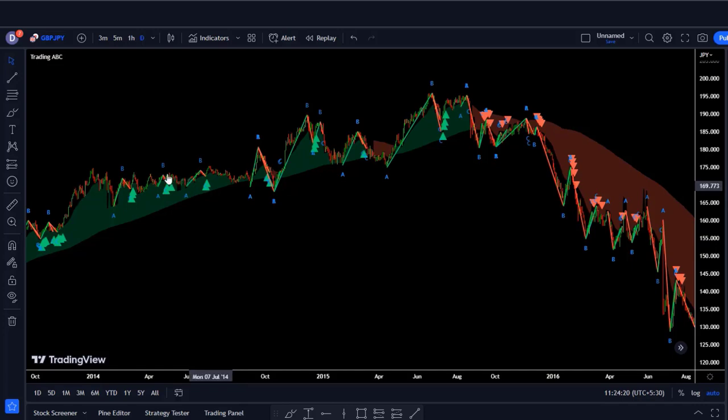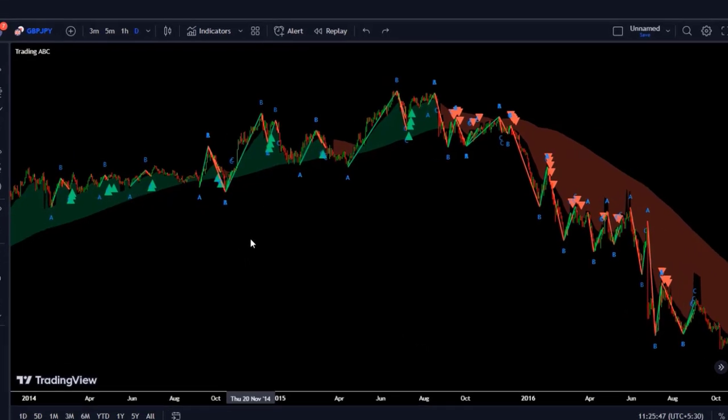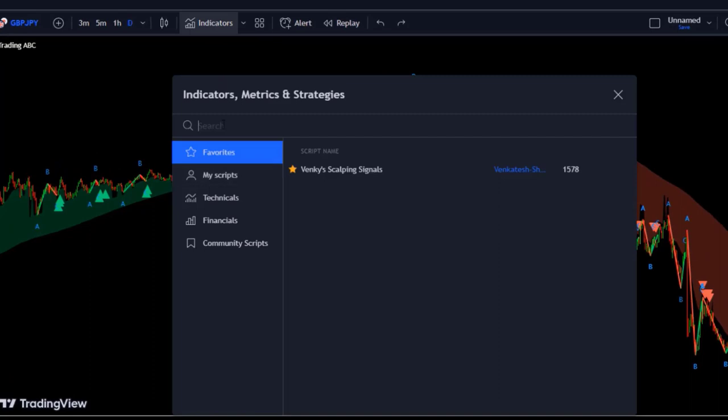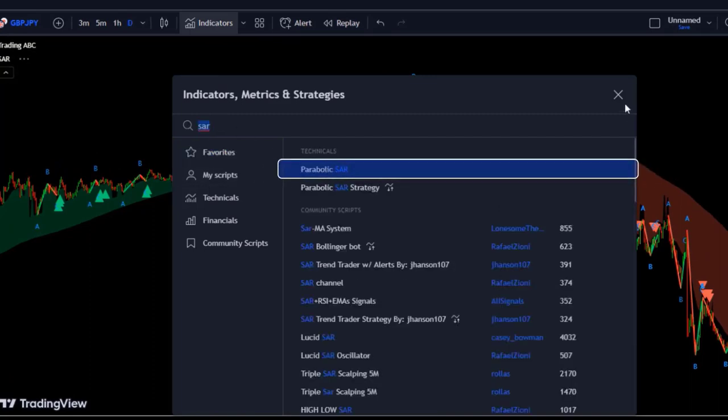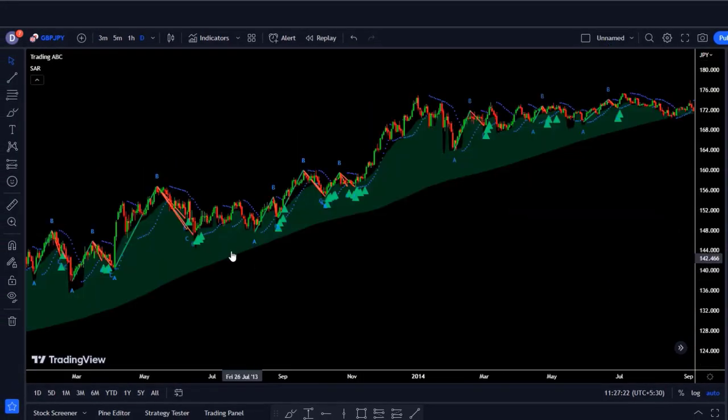And now we want to add another condition of confirmation so we can decrease our risk as much as possible by filtering the early signals or false signals. For this purpose, we click on Indicators and search Parabolic SAR. We add this one, which is a built-in indicator on the TradingView platform. We will use this indicator with its default settings.